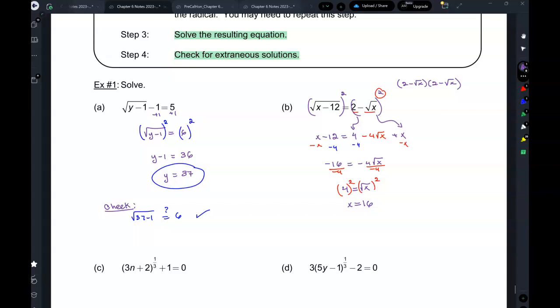All right? Let's check. So I'm going to plug it into the first step over there. So the square root of 16 minus 12, is this equal to 2 minus root 16? Well, here I get root 4. 2 minus 4. Does that work? No. So this is no solution. You see that? Even though you got a pretty answer, and you're like, oh my God, how cute, it doesn't necessarily work.